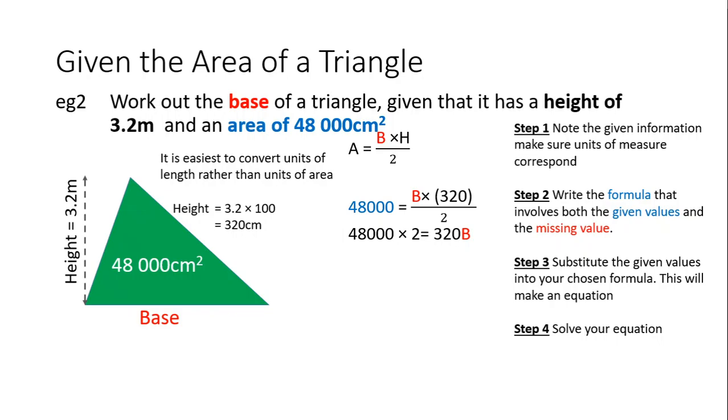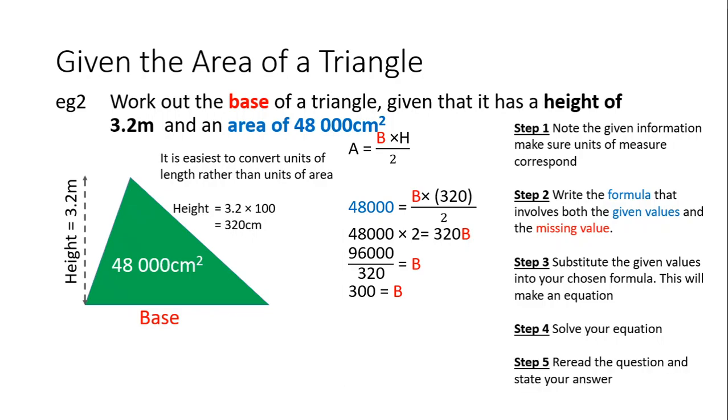And again, when I did b times 320, remember in algebra, I can just put the number in front of the letter. So 320b. 48,000 times 2 is going to be 96,000. And in the same step, because I had 320 times b, I'll take the 320 to the other side and divide by it. So b is equal to 300.